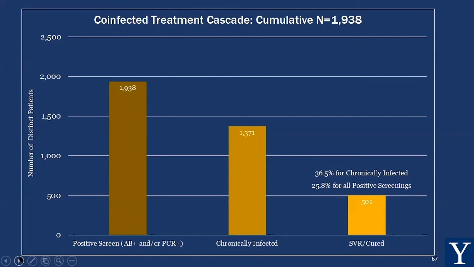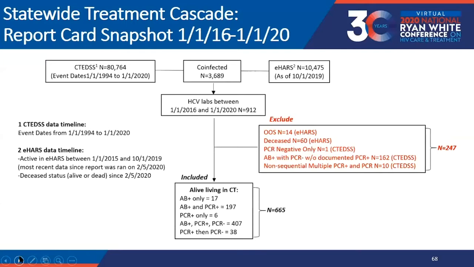So next slide. So then we took a look at what we call much more of a report card snapshot. So people who are much more recently in the state as defined by the fact that we have a hepatitis C laboratory on them from 2016 to 2020. So by putting these constraints in, we come up with a number of 912. And so in some ways, this is a much more relevant starting point because we do know that these people are probably still living in the state and hanging out in Connecticut.